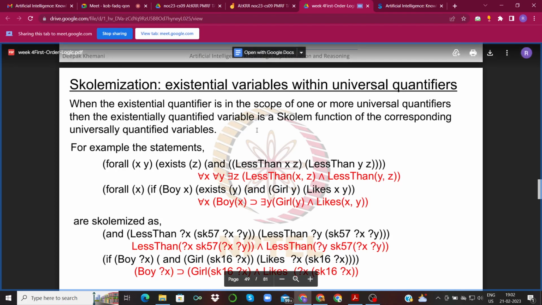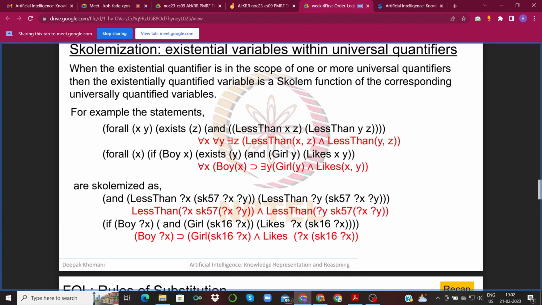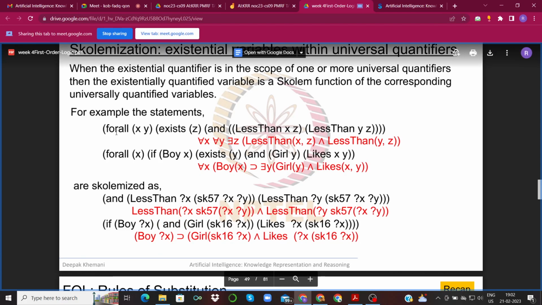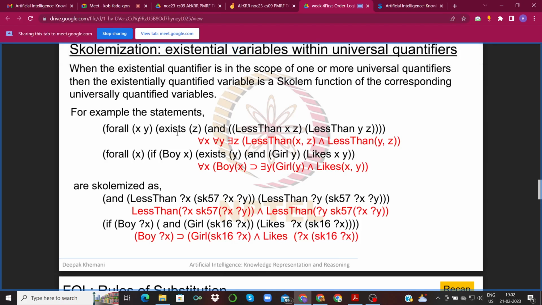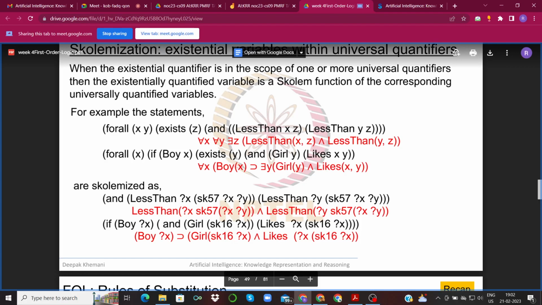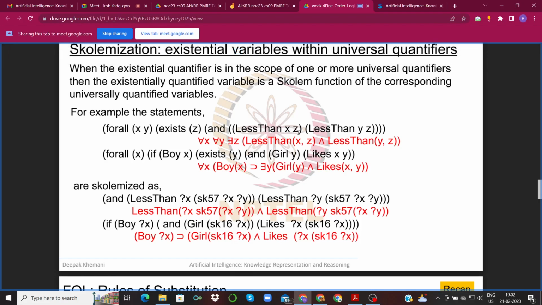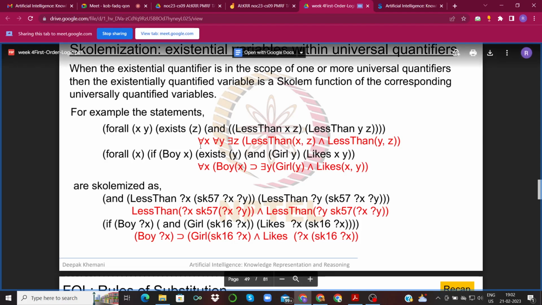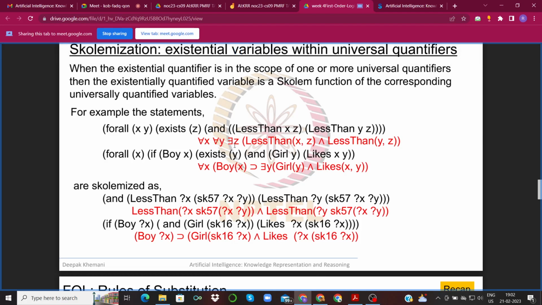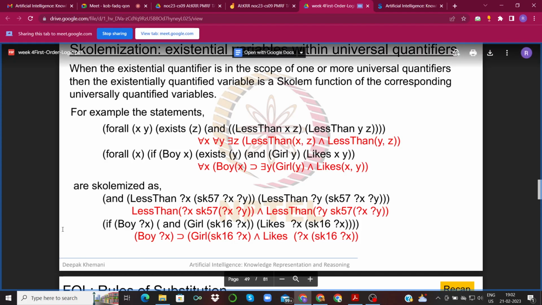This is kind of a complicated definition. Let's look at an example. So take the first one, okay? For all x, y, so this is a universal quantifier, okay? Exists z, less than x, z, okay? And less than y, z. So this is basically for all x, for all y, there exists z such that less than x, z and less than y, z, okay?